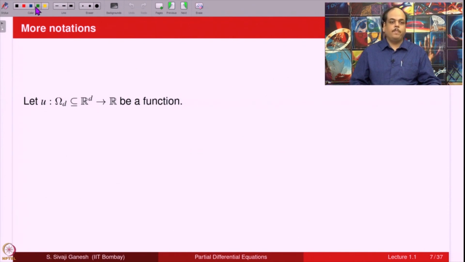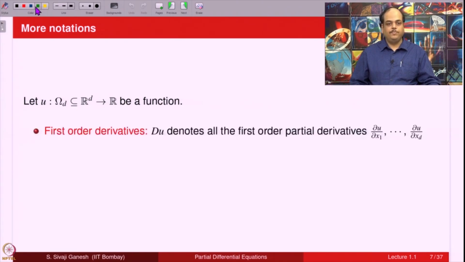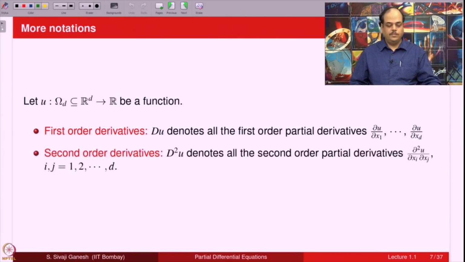Some more notations. Let u be a function defined on omega_d taking real values. Then for first order derivatives, the notation we use is Du. It denotes all the first order partial derivatives: ∂u/∂x1, ∂u/∂x2, up to ∂u/∂xd. Then the second order derivatives are denoted with D^2u. This stands for all second order partial derivatives of the unknown function u, which is ∂^2u/∂xi∂xj, where i and j vary from 1 to d.